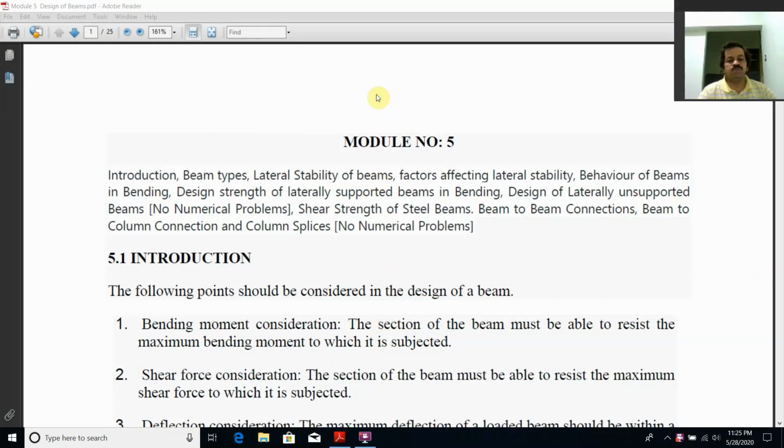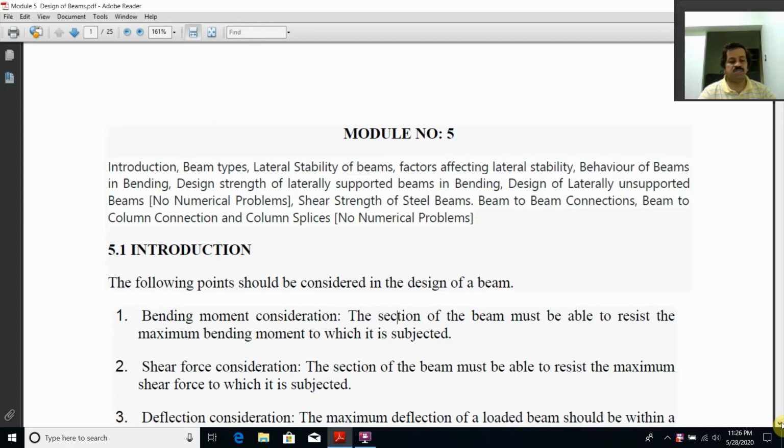Today we shall discuss module number 5, design of a steel beam. In this, we will talk about short notes on lateral stability of a beam, as well as the factors affecting lateral stability, behavior of a beam in bending, and later we will be talking about two types of beam, basically laterally supported and laterally unsupported. Unfortunately, in the syllabus we have only laterally supported beams, and later we'll be talking about beam to beam connections, beam to column connections, and the column splices later in the syllabus.